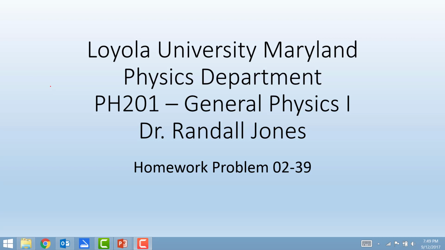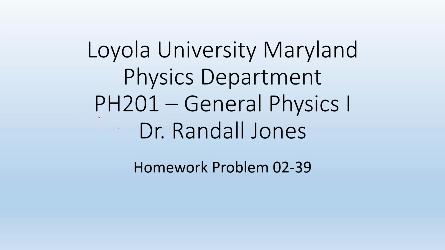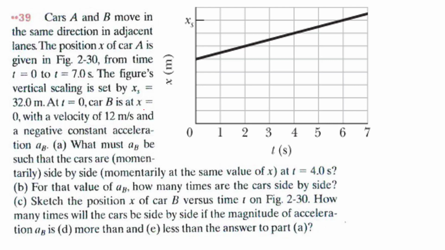This is the screencast solution to problem 239 of Halliday, Resnick, and Walker. So let's go first and look at the statement of the problem. There's kind of a lot of words here, so we'll break this up and do it in pieces. So we're talking about two cars, A and B, and they're both moving in the positive direction.